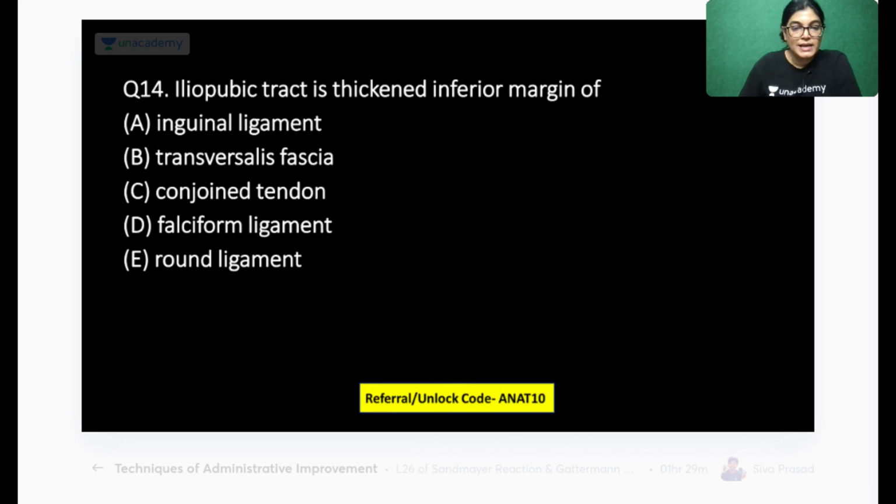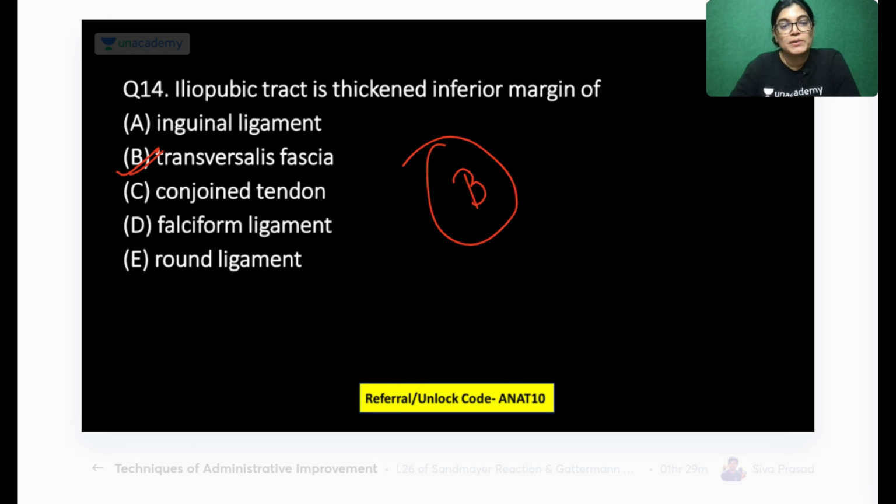58% of students have given the right answer. Okay. So the correct answer is transversalis fascia. B is the correct answer. The iliopubic tract is the thickened inferior aspect of the transversalis fascia. The inguinal ligament is formed from the external oblique muscle, and the conjoint tendon from the internal oblique and transversus abdominis. The falciform ligament is an extension seen in the lower aspect, and the round ligament of the uterus is there. So none of these structures except the transversalis fascia is the correct answer.